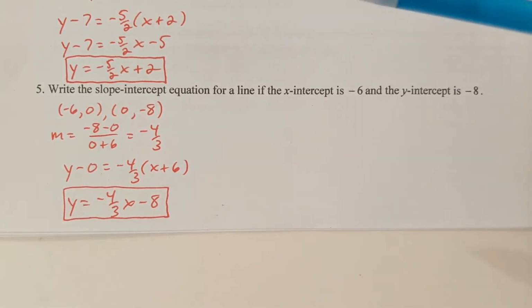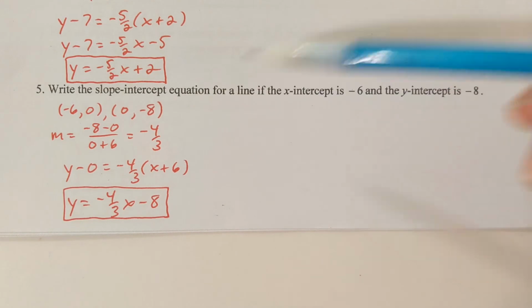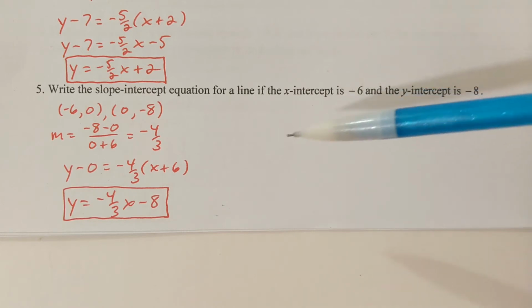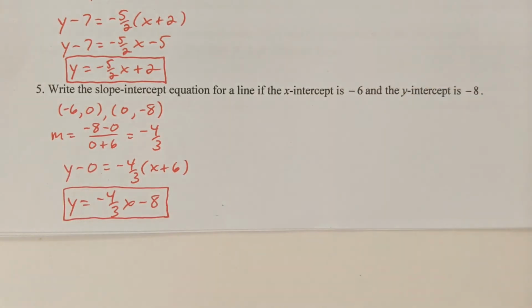Problem 5, write the slope-intercept equation for a line if the x-intercept is negative 6 and the y-intercept is negative 8. So 2 points that I would conclude are on this line are negative 6, 0, and 0, negative 8. The slope, change in y over change in x, is negative 4/3. And at this point, you can use the point-slope form, or you can go right to the answer. Negative 4/3 x minus 8 would be the answer.